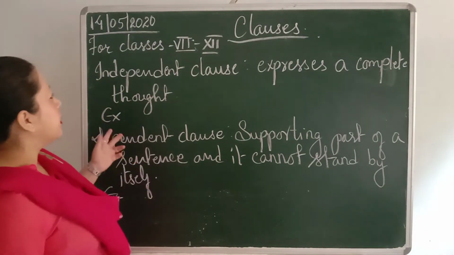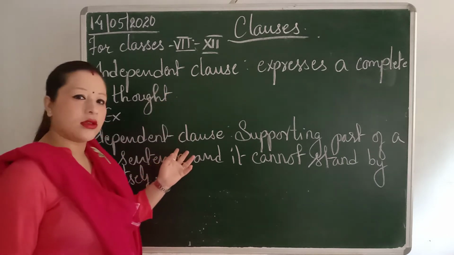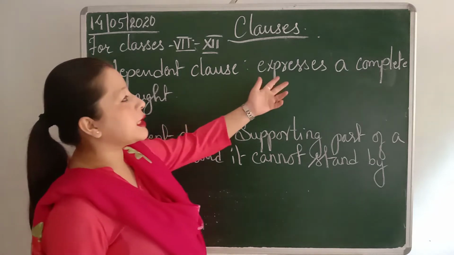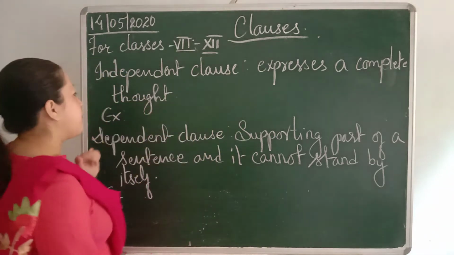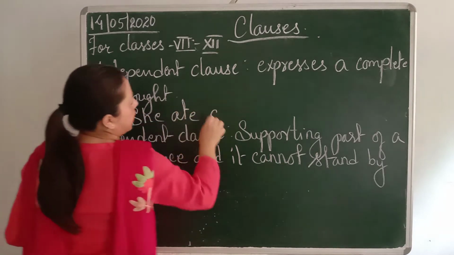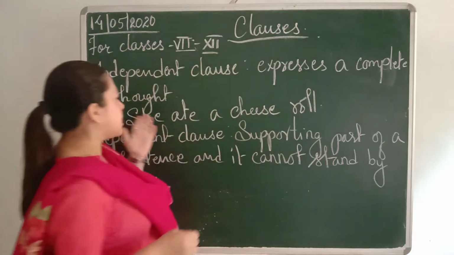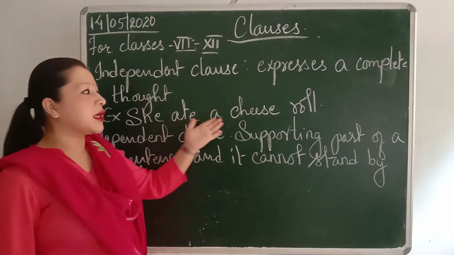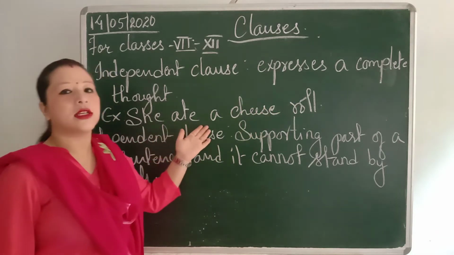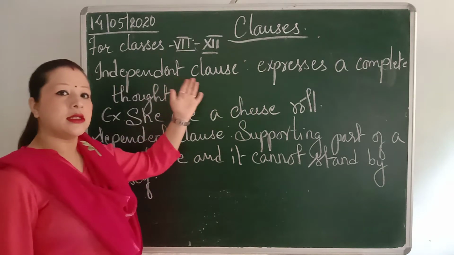As I said, there are two types of clauses, independent clause and dependent clause. An independent clause expresses a complete thought. Like for example, she ate a cheese roll. So this is a complete sentence and it gives a complete meaning. No need to add a second clause. It's just a first clause and it gives a complete meaning. She ate a cheese roll. So this is an independent clause.